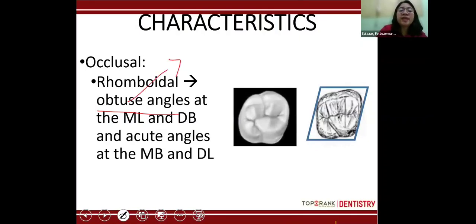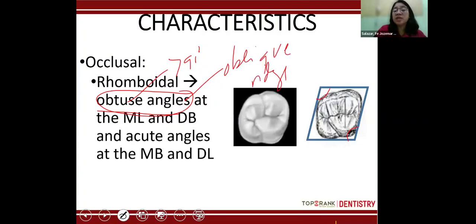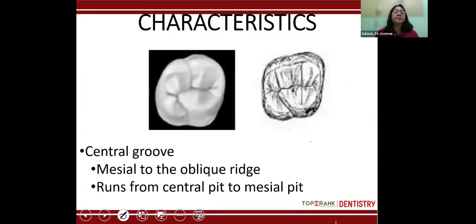Obtuse means greater than 90 degrees. So you have your mesiolingual and distobuccal. So that you won't forget the obtuse angles, remember the oblique ridge. What does the oblique ridge connect? Mesiolingual and distobuccal. Right? And acute angles are at the mesiobuccal and distolingual.